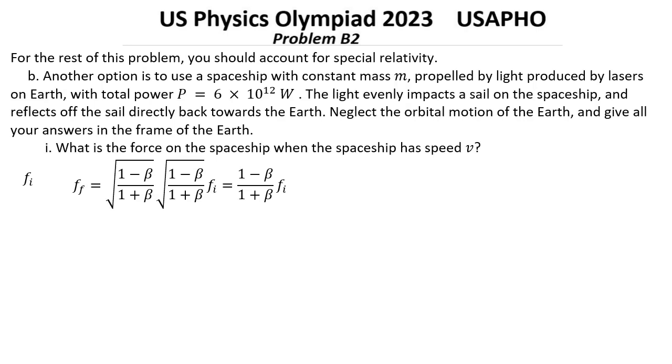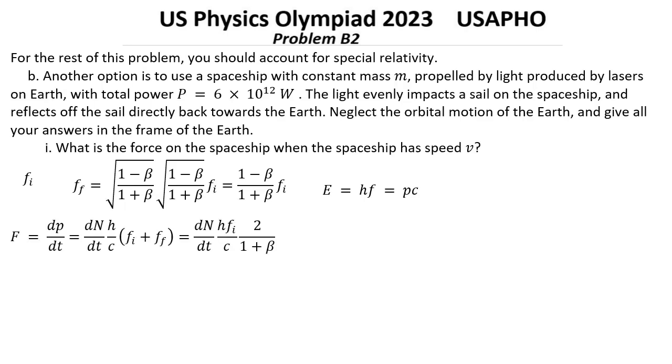Applying conservation of momentum and using the fact that the momentum of a photon is related to its energy by E equal hf, which is equal to pc, we have force F equal delta P over delta T, which is equal to delta N over delta T multiplied by h over c and multiplied by (frequency initial plus frequency final), which is equal to this expression.